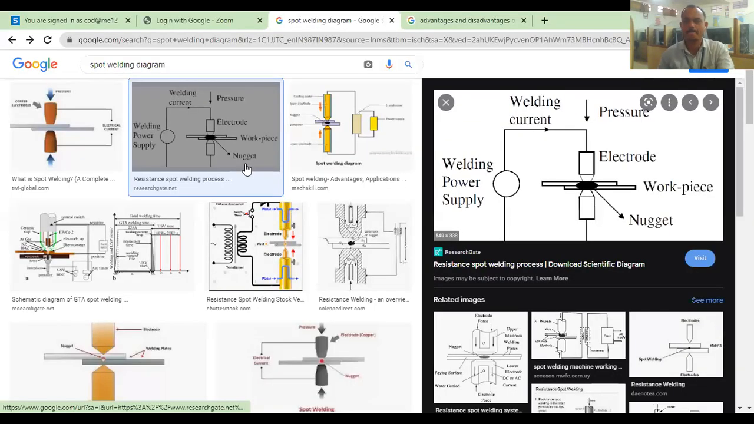Is that visible now? Yes, sir. Okay, so the students who are remaining to draw this diagram, please draw it. Actually, the point from that spot welding was removed. After completion of this diagram, please let me know. Then you have to write these advantages and disadvantages.